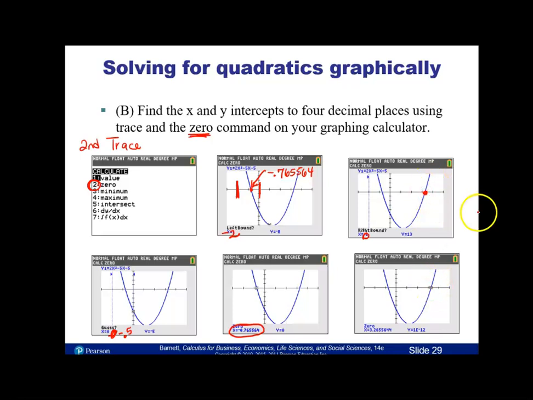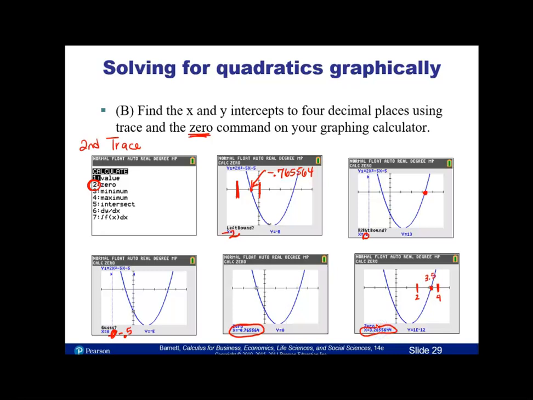If we went through that same process, you have 2 zeros, so you've got a zero here as well. If we wanted to find the other one, we would just go back to this calculate menu, choose zero, and then it's going to ask, what's a left bound for it? If this is what I'm trying to estimate, a left bound might be somewhere here, like 2. A right bound might be 4, and a guess might be 3.5.